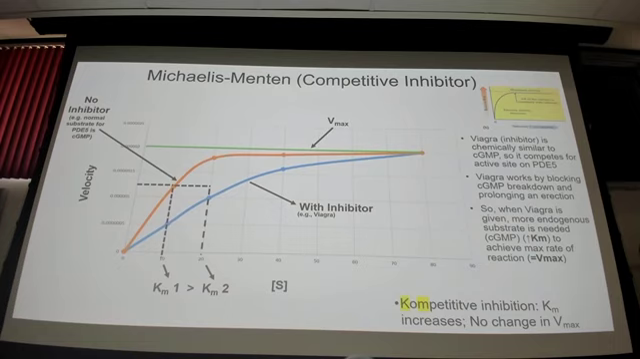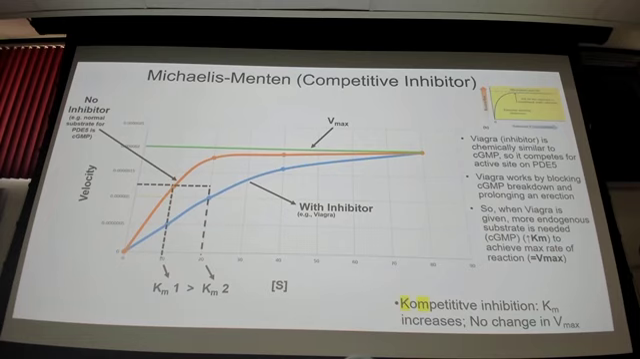So for this one, the Vmax is constant, and Km is increasing, because this is substrate concentration increasing more in this direction. This is the natural substrate, and this is the natural substrate with the inhibitor. So you need to add more natural substrate to counteract the effects of the inhibitor. So Km is increasing, and it's still able to reach the Vmax.